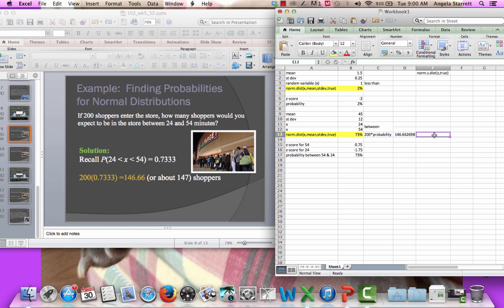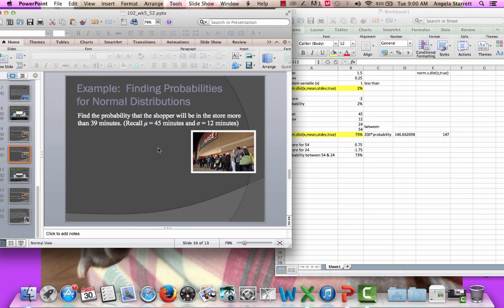The function in Excel to round up is going to be CEILING. I'm going to grab my number, comma, 1. If you are working on a PC, the function is CEILING.MATH instead of just plain old CEILING like I'm using with the Mac. But I can work with you on that if you have a question. So we've got our 147 shoppers spending between 24 and 54 minutes in the store.